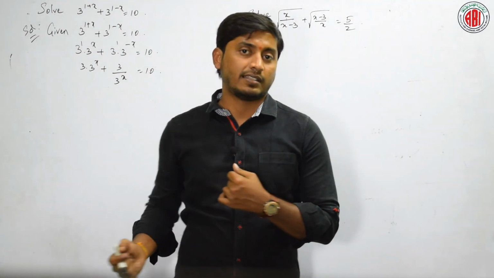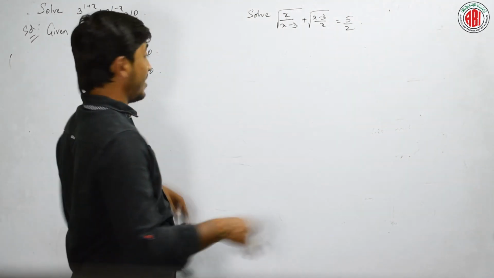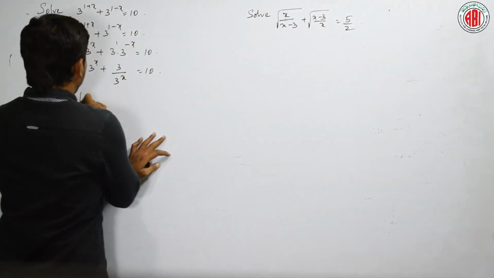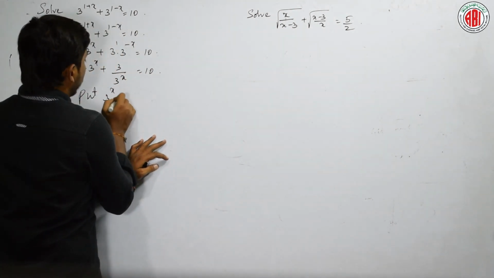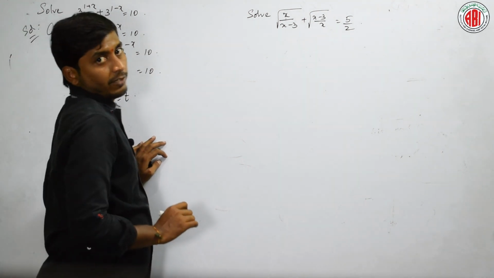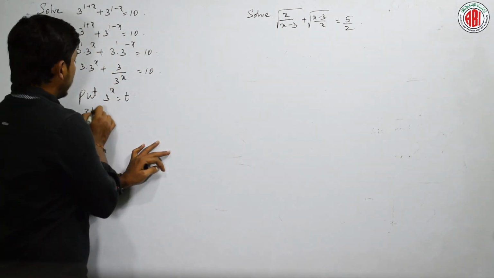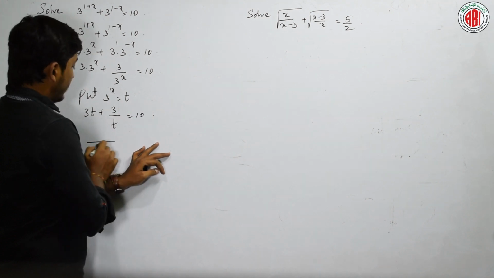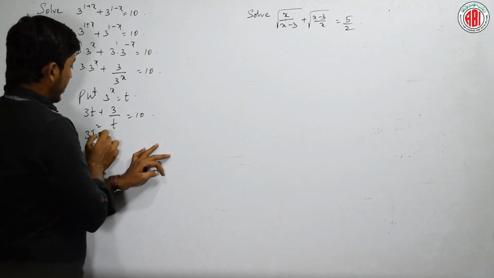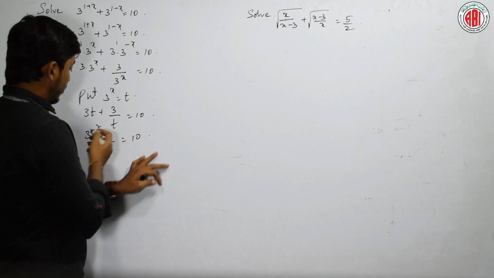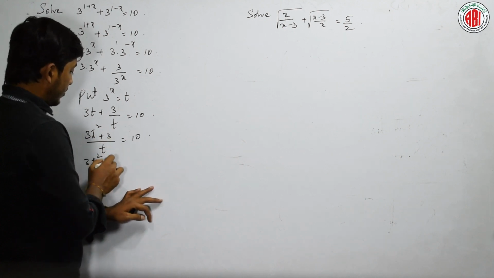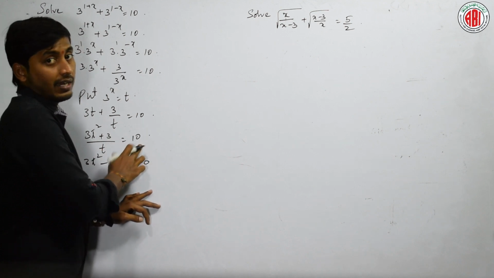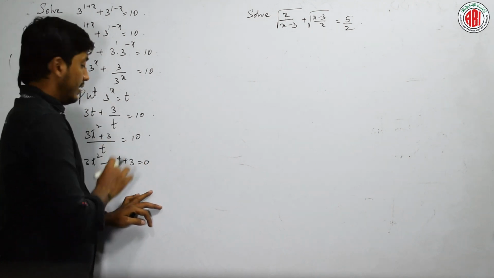So, let us put it as it is and let us assume, instead of writing this 3 power x all the time, let us take it as some variable t. Put 3 power x is equal to t. Okay. So, this will become 3t plus 3 by t is equal to 10. LCM is t, 3t square plus 3 is equal to 10. So, this can be written as 3t square minus 10t plus 3 is equal to 0. Is it right? This t will go that side and we can bring this 10t this side.